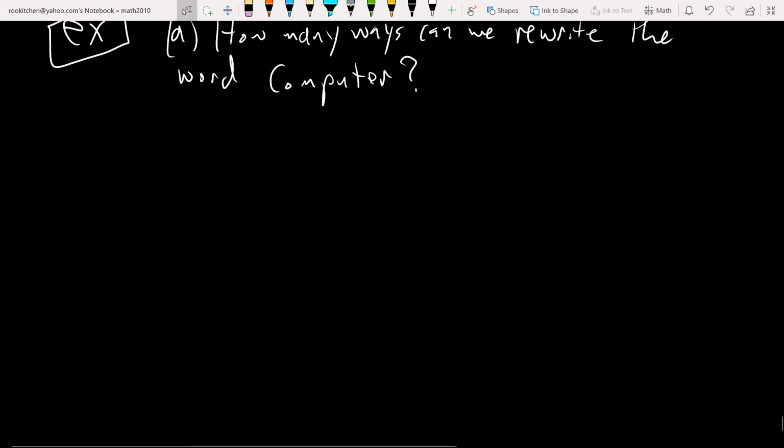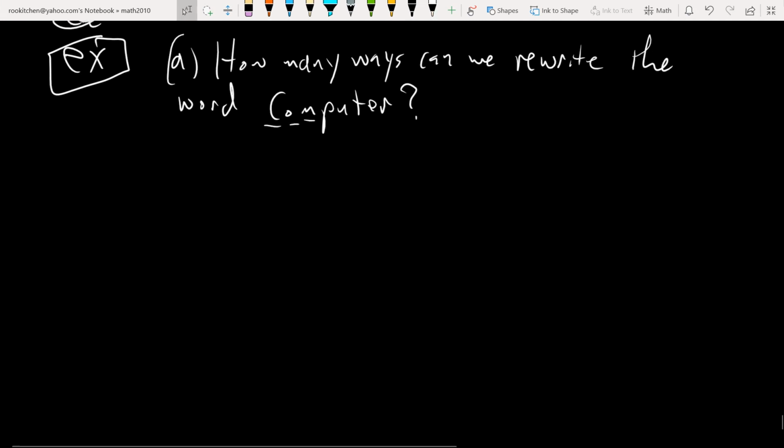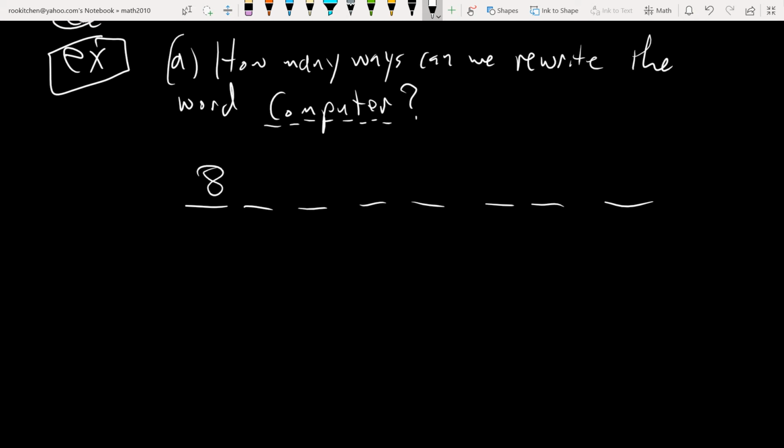Okay, so note the word computer has how many letters? 1, 2, 3, 4, 5, 6, 7, 8. None of the letters are repeated, so permutation should work well. Right? So we have 8 letters. In the first task, we have 8 choices, 8 letters to pick from. And then once we pick one of those letters away, there's only 7 letters to pick from underneath that. If you think in terms of a tree in your mind, under those 7 choices there's only 6 possible letters left, and you just keep on going. And so we get 8 factorial.